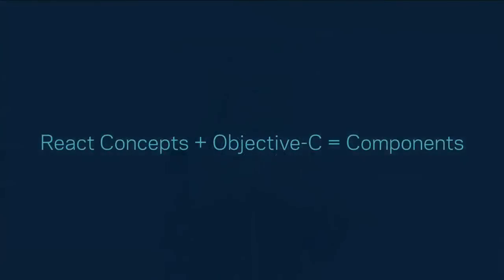So we took the concepts and principles React is based on and implemented them in Objective-C. And this is how the Components Framework was born. It hides all direct view manipulation inside the framework. And the actual UI is written using only immutable descriptions.